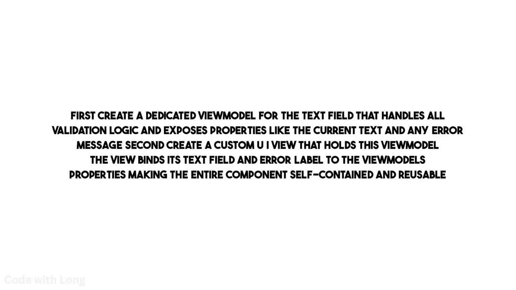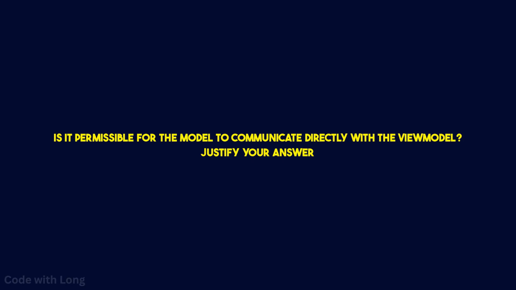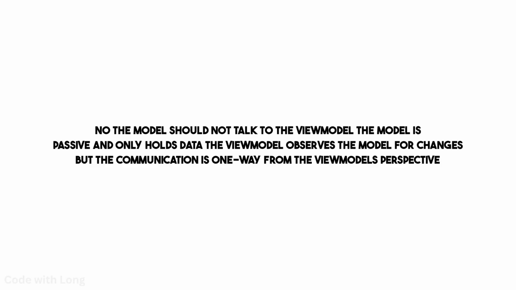The view binds its text field and error label to the view model's properties, making the entire component self-contained and reusable. Is it permissible for the model to communicate directly with the view model? Justify your answer. No, the model should not talk to the view model. The model is passive and only holds data. The view model observes the model for changes, but the communication is one way from the view model's perspective.